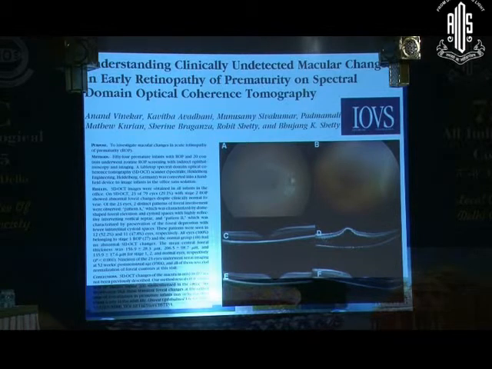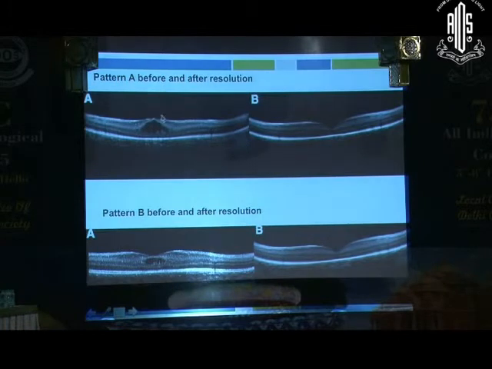In 30% of retinopathy of prematurity cases who did not require treatment, mind you this is mild disease, we found a cystoid macular edema-like pattern. We classified it as two patterns: pattern A, where there was complete disruption of the foveal center, and pattern B, where there was some preservation of the foveal center.